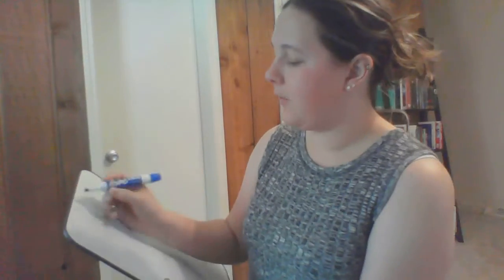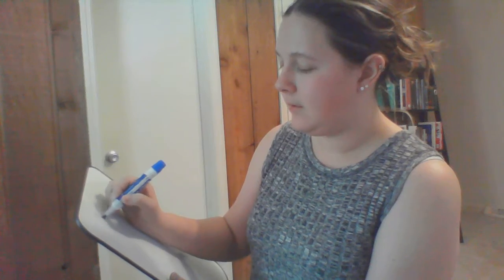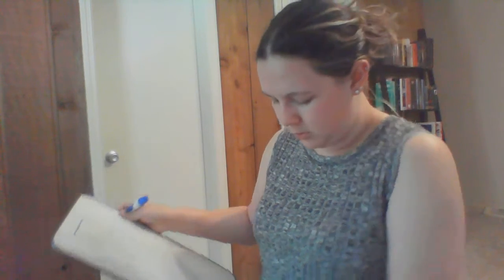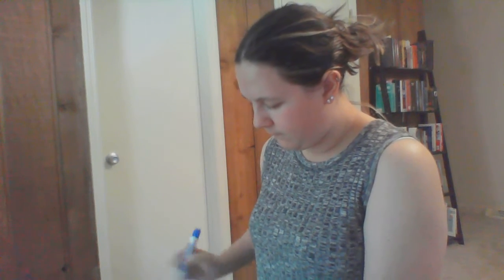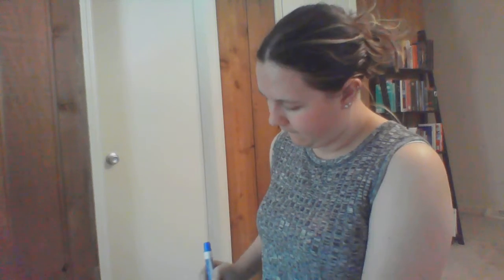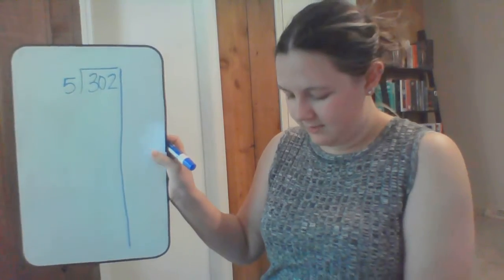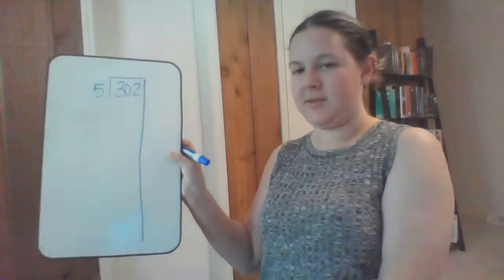Okay, we have 302 divided by 5. Well, let me see if I can do this over a little bit. I'm going to run out of room. Oh man, still going to run out of room. 302 divided by 5. Notice I tried to make my bar a little longer this time, so we don't run out of room.